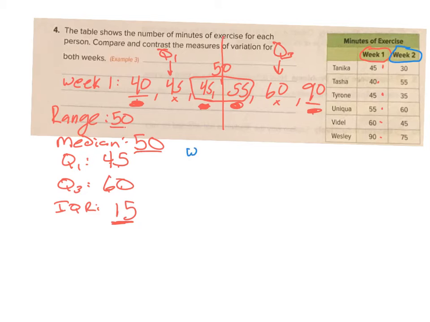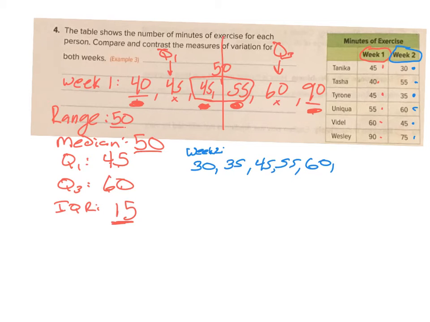So week 2. Got to get the numbers in order. And I start with 30. Then I go to 35. Then I go to 45. Then I go to 55. Then I go to 60. And then I finish with 75.